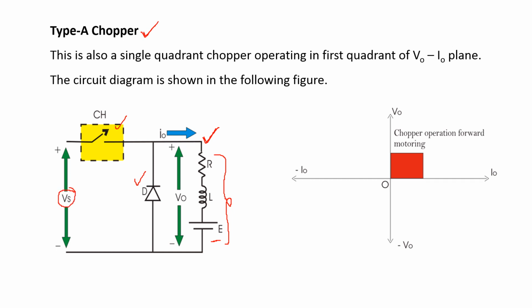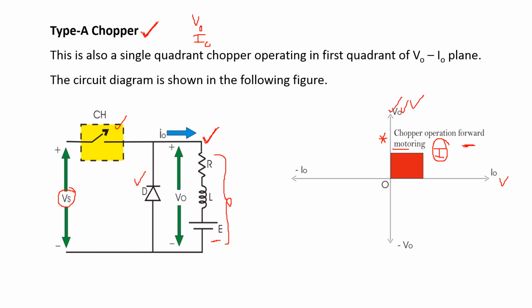In type A chopper, we get voltage as well as current, both positive. This is the quadrant representation of a type A chopper. Here, type A chopper is the first quadrant chopper. In this, voltage as well as current both are positive. And in this operating mode, type A chopper acts in the forward motoring mode. This bit is very important from the GATE point of view. Type A chopper operates in the forward motoring mode. This is about type A chopper circuit diagram, quadrant representation and operating mode.